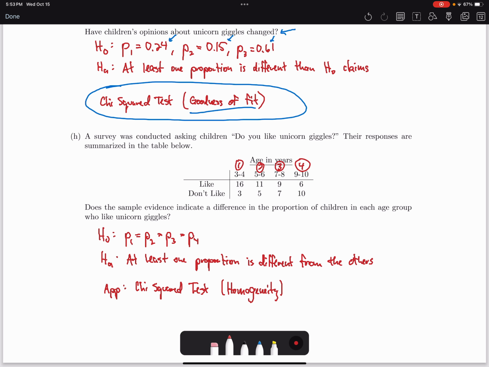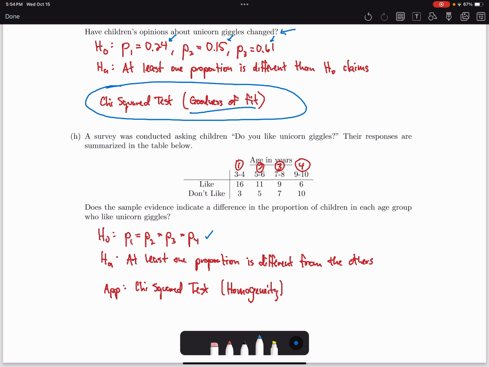Well, the question asks me, does the sample evidence indicate a difference in the proportion of children? So it's asking me, are the categories different, or are they all the same? Okay. So I'm not given any distribution to test. I'm not given numbers to say P1 equals 17% and P2 equals 23%, right? I'm not given any of that. I'm just being asked, are the proportions different, or are they perhaps all the same? Okay. And so that's why we've chosen a homogeneity test here.